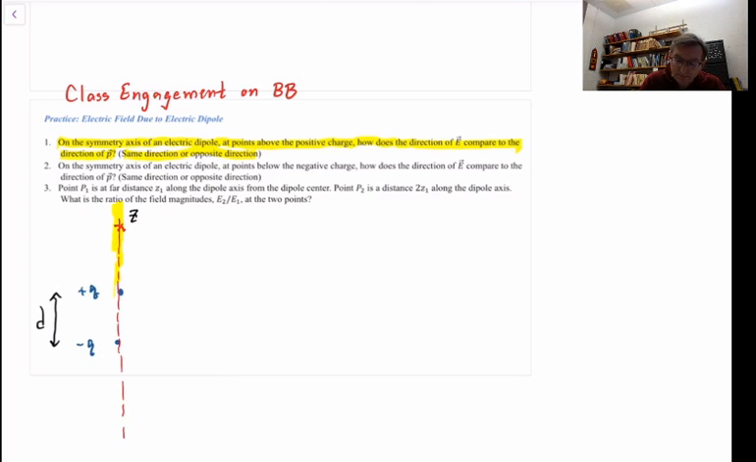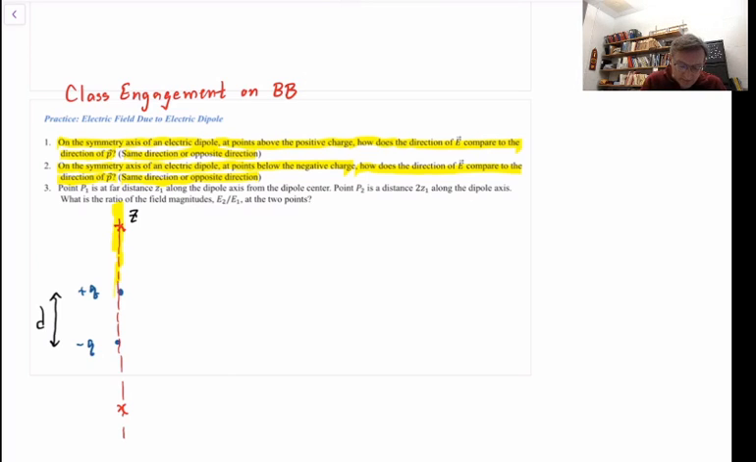That's question one. Question two, on the symmetry axis of an electric dipole at points below the negative charge. So now you're somewhere down here, okay? How does the direction of E compare to the direction of little p? Same direction or opposite? So now you're down below there and you're asking, how does the direction of E arrow compare to the direction of p arrow?